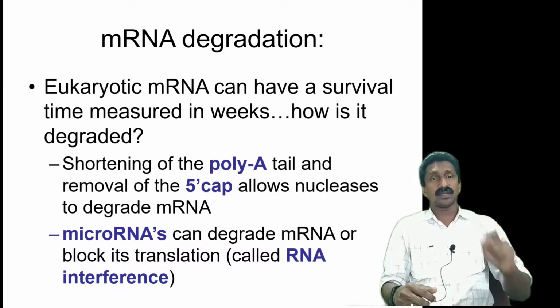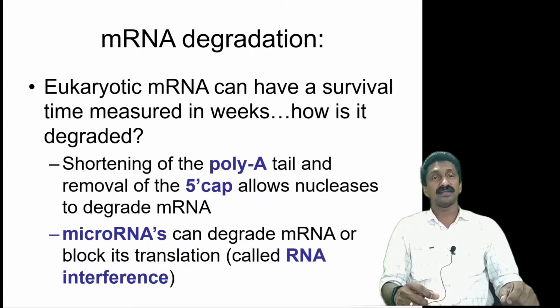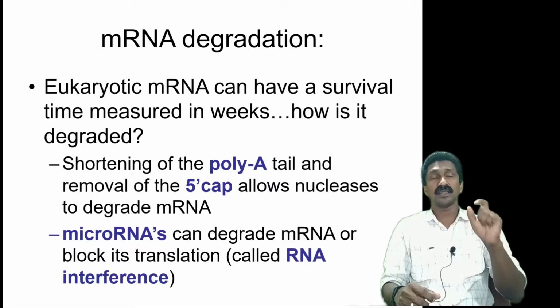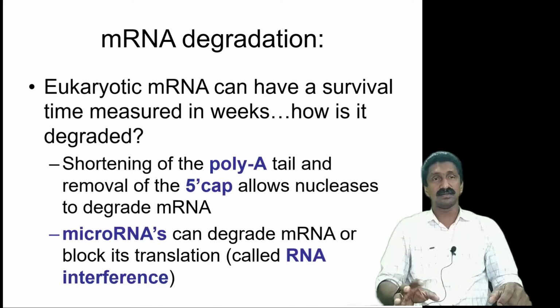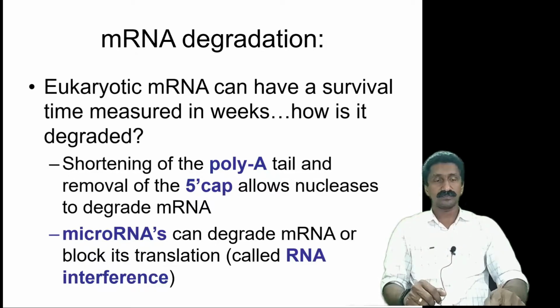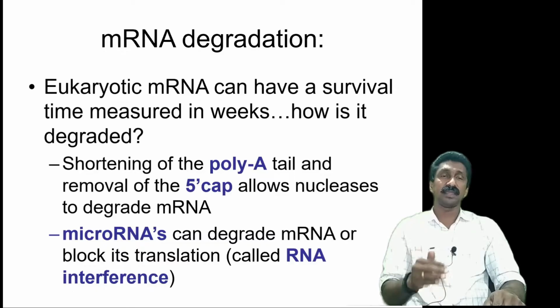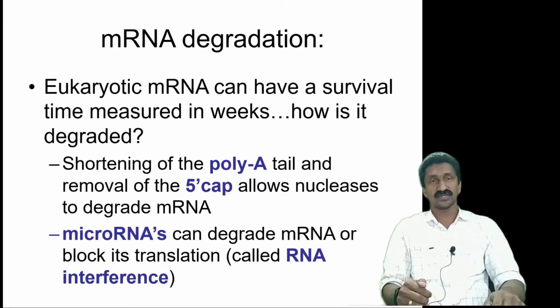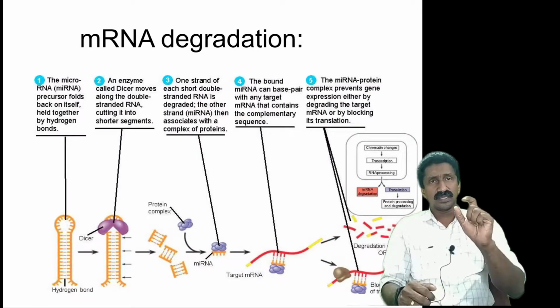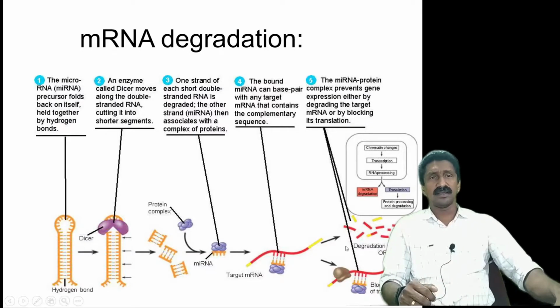The microRNAs can degrade mRNA or block its translation, and this is called RNA interference. So another mode of degradation of eukaryotic mRNA is interaction with microRNAs, or miRNAs. That can degrade the mRNA and block its translation.